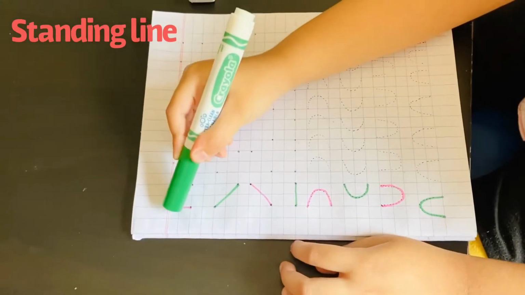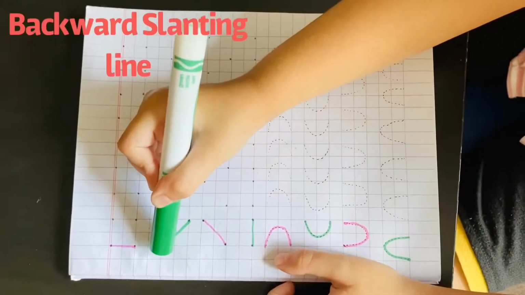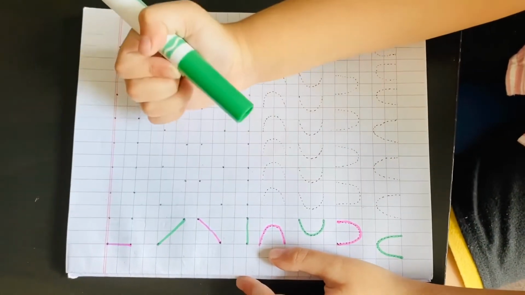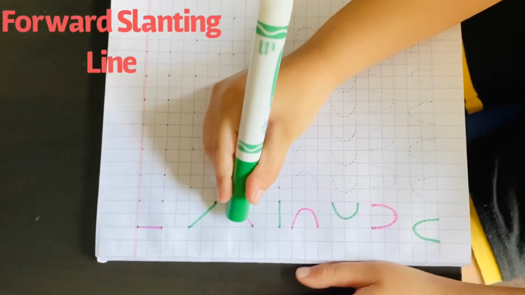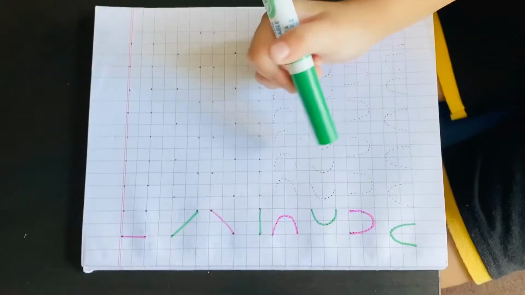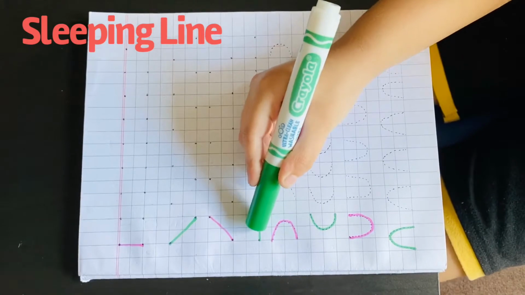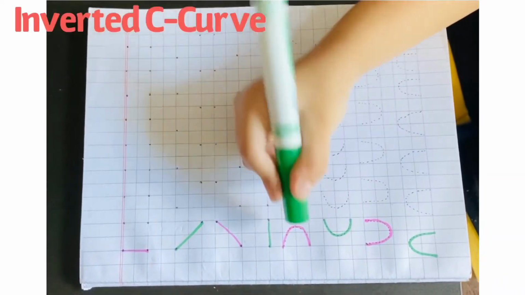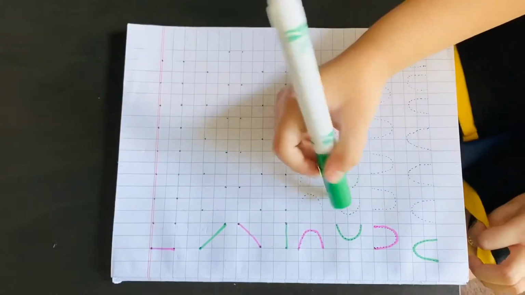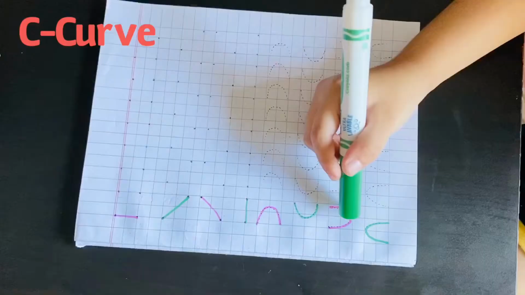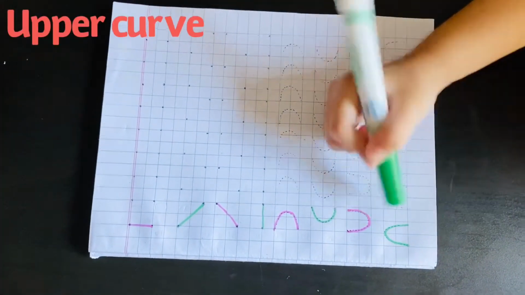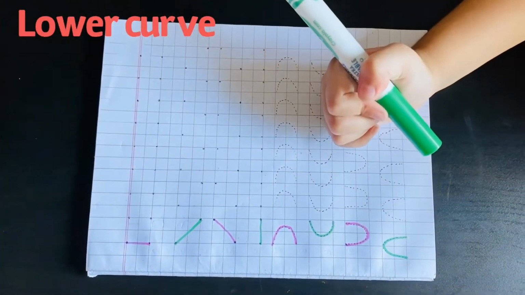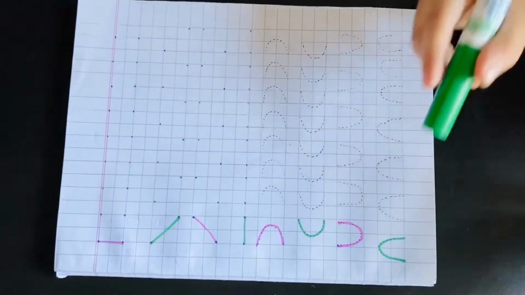First, standing line, backward slanting line, forward slanting line, sleeping line, inverted curve, C curve, upper curve and lower curve. Let's start it.